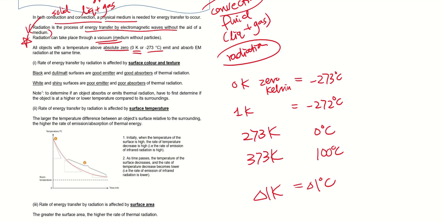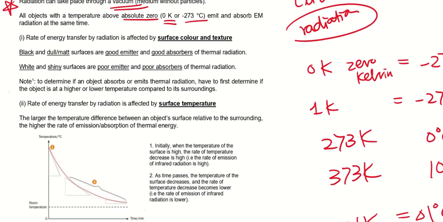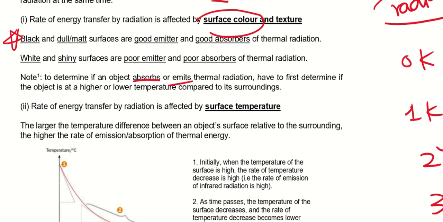So what does radiation depend on then? It depends on the surface color and texture. This is important and this is a fact. Black and dull matte surfaces are good emitters and good absorbers. White and shiny surfaces are poor emitters and poor absorbers. Whenever we talk about radiation, whether it absorbs or emits, we have to first determine if the object is at a higher or lower temperature compared to its surrounding.